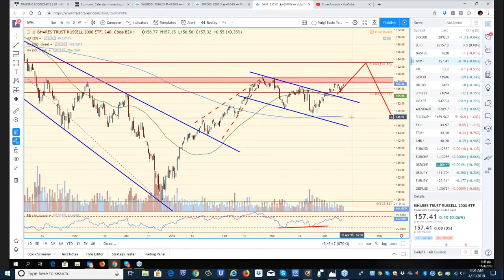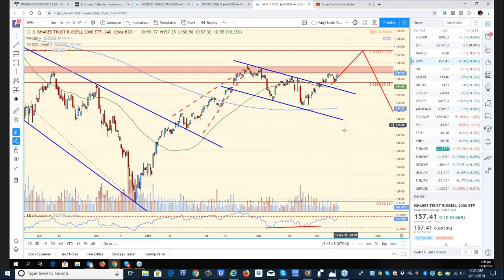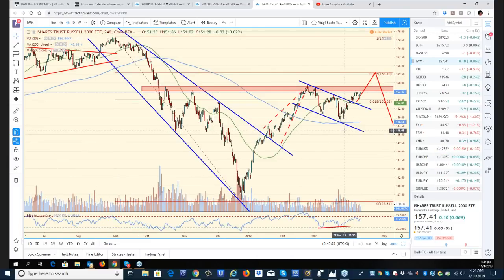Yeah, let's see. I'm using it as a key. I want to see the Russell take out that Feb high, and then I think I'm buying the VIX once that happens. I'm just keying off it.